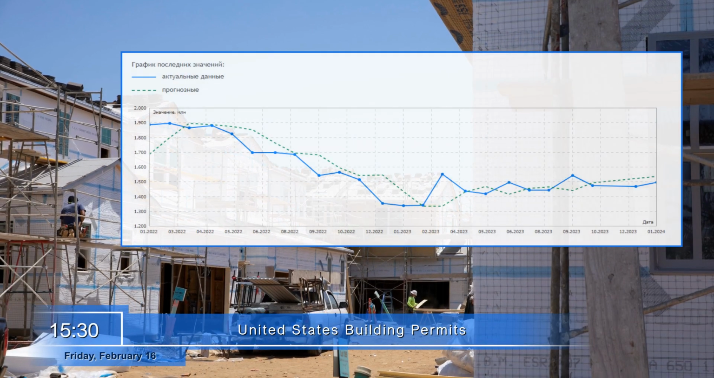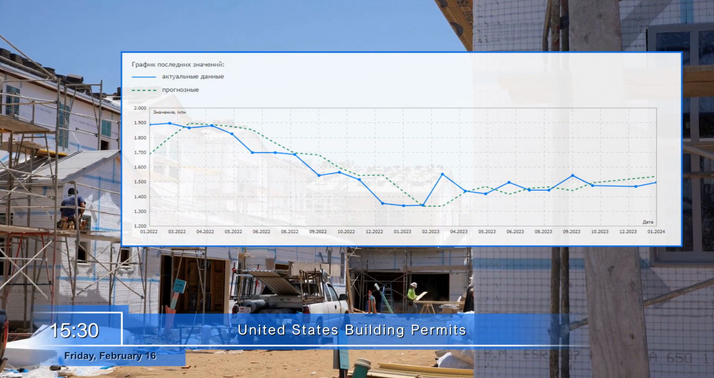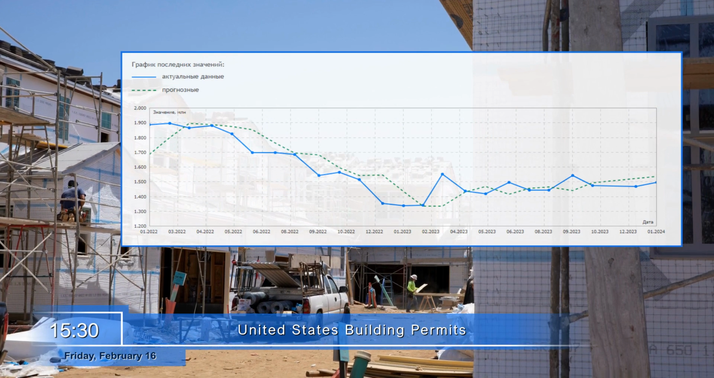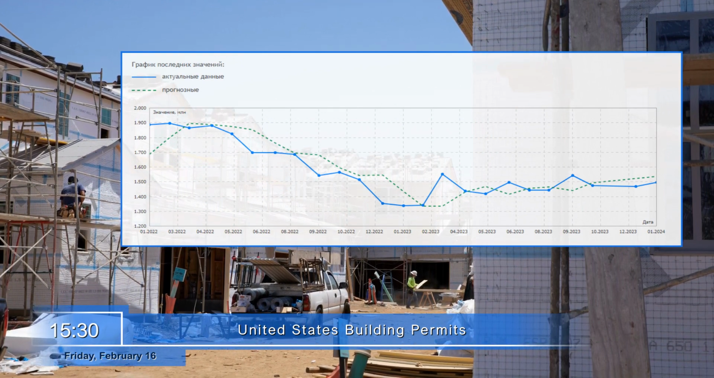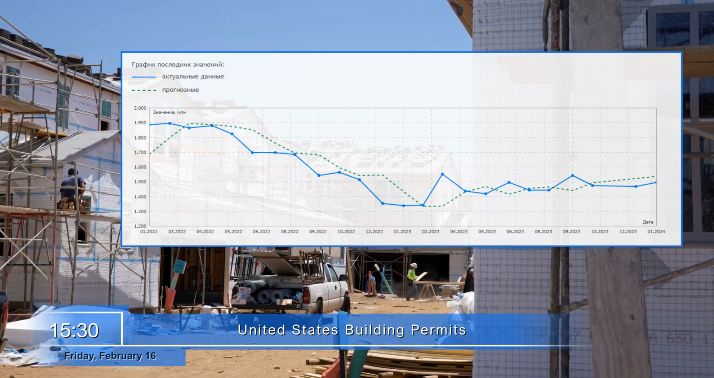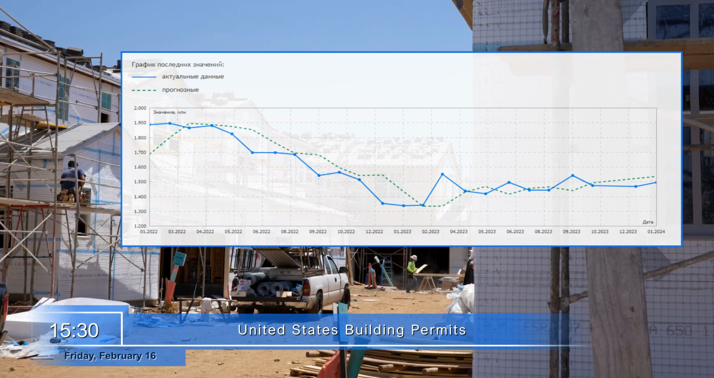Finally, at 3:30 a.m., statistics on building permits in the United States will appear. This is the absolute number of licenses to erect new residential buildings issued by government agencies in the reporting month. The U.S. Census Bureau collects this data by submitting requests to permitting agencies across the country. An increase in the number of building permits may have a positive impact on the dollar.